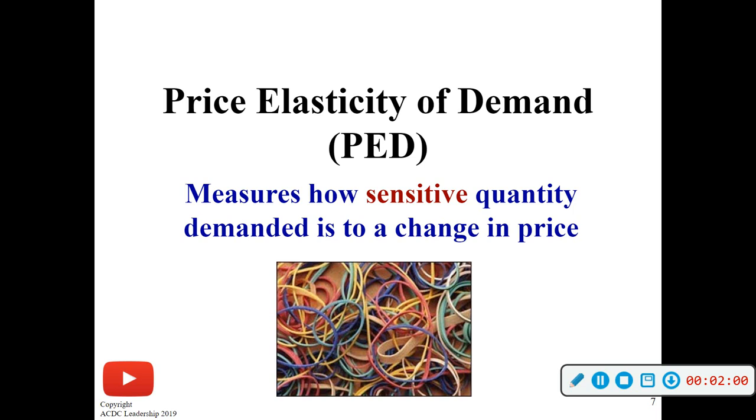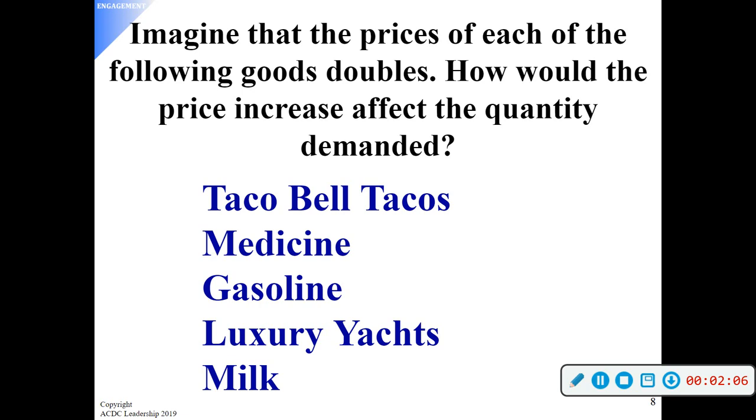So, let's talk about a couple different goods. And we assume that prices for these goods double. So if the price of tacos doubles, do you think people are generally going to buy the same amount, or are they going to buy less? Yeah, they're probably going to buy less. And they're probably going to buy a cheaper substitute good.